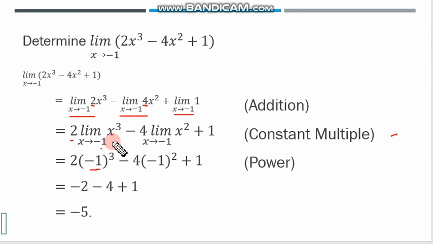So by the way, we use the limit of x as x approaches c, which is equal to negative 1 here. So 2 times negative 1 cubed minus 4 times negative 1 squared plus 1. The limit of the constant is equal to the constant itself. That's why it is equal to 1 here. So 2 times negative 1 cubed minus 4 times negative 1 squared plus 1. That's equivalent to negative 2 minus 4 plus 1, which is equal to negative 5.